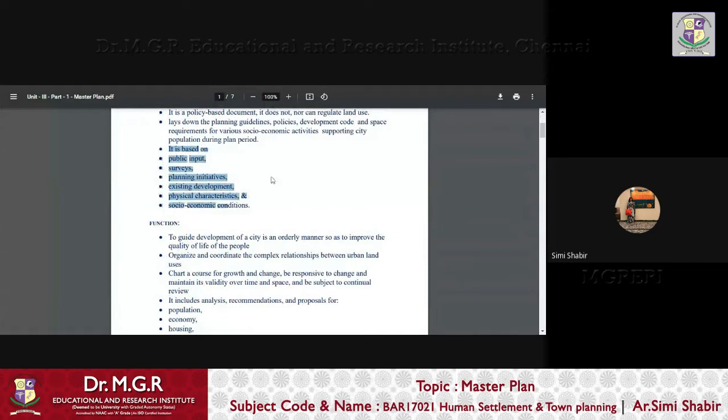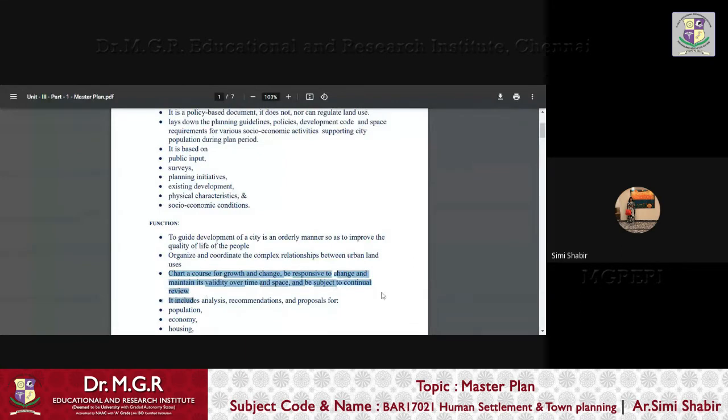Okay, so the idea of a master plan is to guide the development of a city in an orderly manner so as to improve the quality of life of the people. That is the whole purpose of planning a town or planning a city. The master plan is also in place to organize and coordinate the complex relationships between urban land uses. It is also for the need to chart a course for growth and change, be responsive to change, and maintain its validity over time and space, and be subject to continual review.